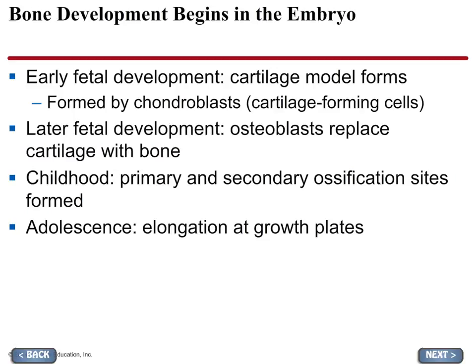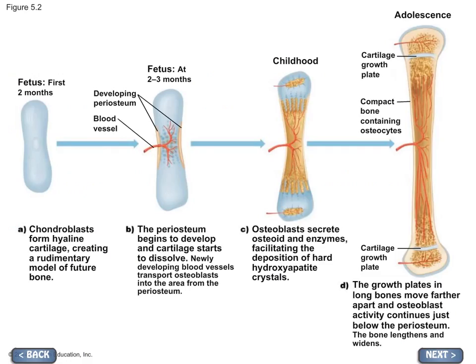Once formed, bones continue to grow in length throughout adolescence at the growth plates, as described shortly. Figure 5.2 shows how bone develops. Note that by birth, step C, much of the cartilage model has been transformed into bone, but a thin sliver of cartilage remains at the epiphyses, which now form what is known as the growth plate.